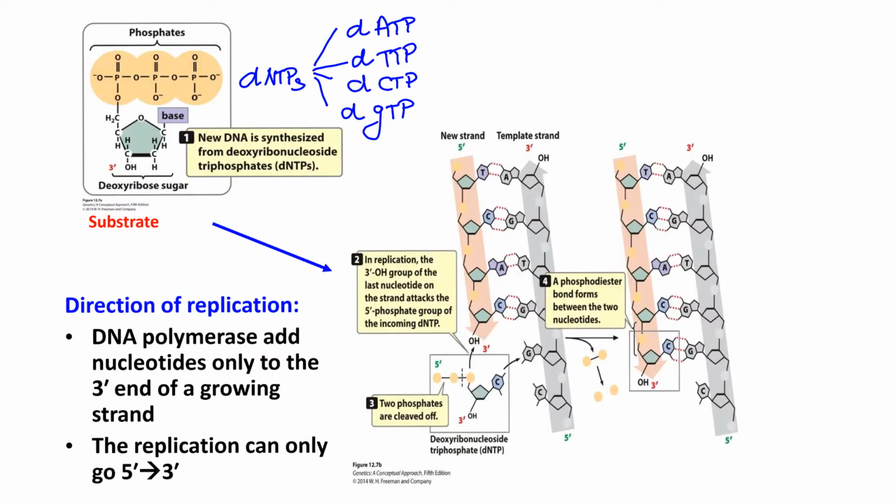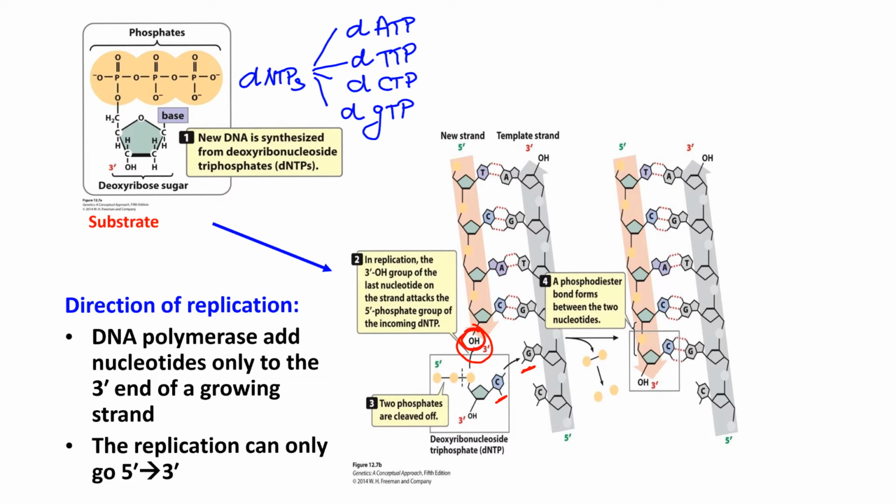During DNA synthesis, nucleotides are always added to the 3' end right here. So the DNA replication proceeds from 5' to 3'. The enzyme DNA polymerase, which adds new nucleotides, which actually recognizes a template nucleotide and brings the complementary nucleotide, can only add this nucleotide if there is an available hydroxyl group on the 3' end.